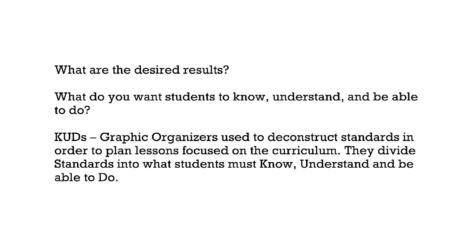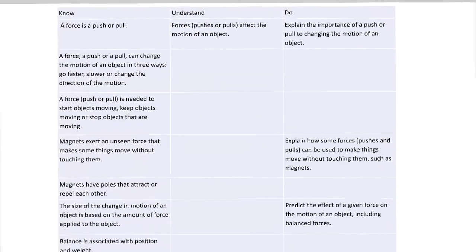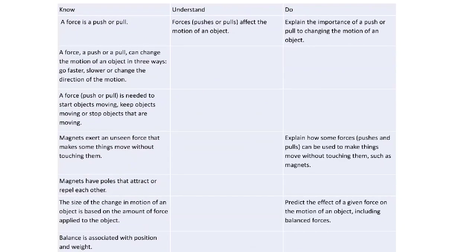The desired results are what the students must know, understand, and be able to do. And we get this from our standard course of studies. And then the KUD is a graphic organizer where we can store these items. So this is how most KUDs look with 3 columns. So as we deconstruct our standards, we separate the knows, the understands, and the do's on a KUD and use the KUD to plan assessments and then lessons that focus on the curriculum.